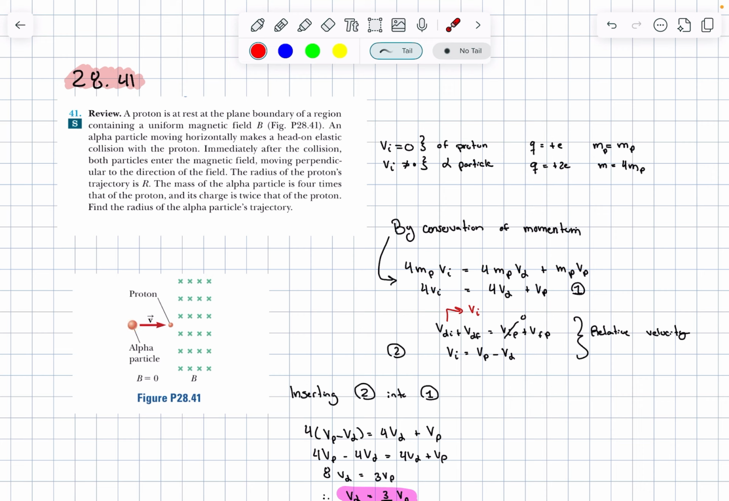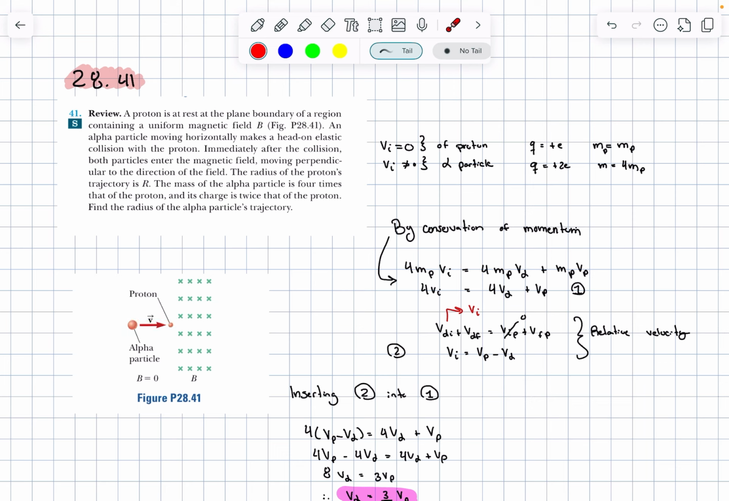We know a couple things about the alpha particle too. One, its initial velocity is not 0. We know that its charge is twice that of our electron, but it's also positive. And we know that its mass is 4 times that of the proton. Immediately after the collision, both particles enter the magnetic field. So here, the proton enters, and something happens to it, and the alpha particle enters, and something happens to it.